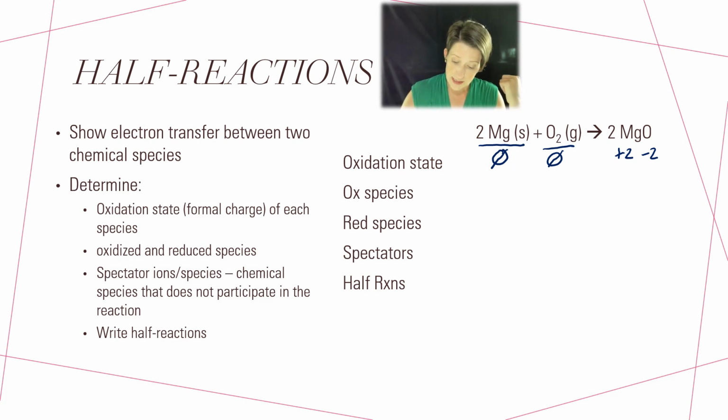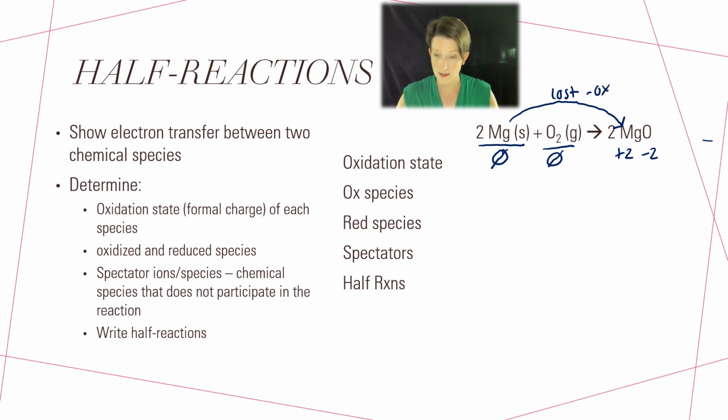What we need to notice is that magnesium goes from neutral to a +2. Electrons are negative. So if your species is going to become positive, you are going to have to lose those negative electrons. So that means if they lost those electrons, LEO goes GER: lose electrons, oxidized. Our magnesium species is oxidized. Oxygen is going from neutral to -2. So it's gaining negative charges. So it's going to, that is gain, I promise, be reduced.